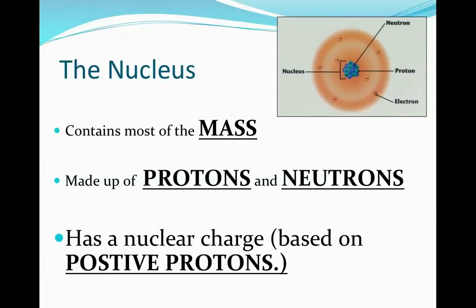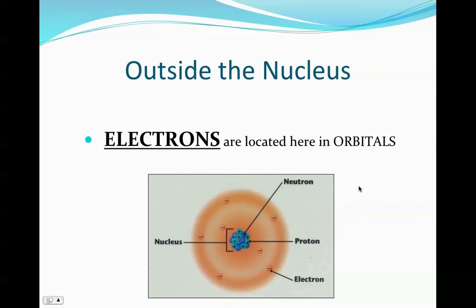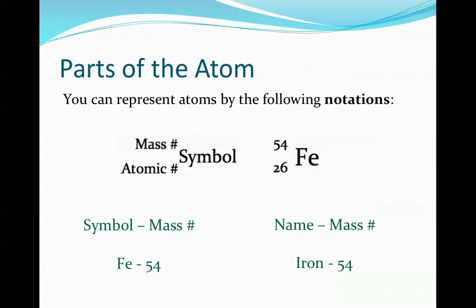So a little bit more about the structure of the atom and its subatomic particles. Within the nucleus, this contains most of the mass because it's made up of those protons and neutrons. Also, it has a nuclear charge, and this is based on those positive protons because the neutrons are neutral and don't contribute to the nuclear charge. Outside the nucleus, this is where the electrons are located, specifically in orbitals. And we have talked about earlier in Concept A, the electron clouds and how they're arranged outside the nucleus.